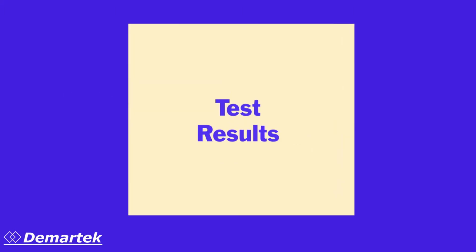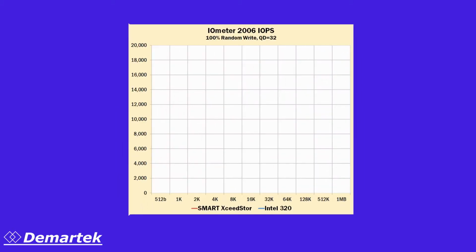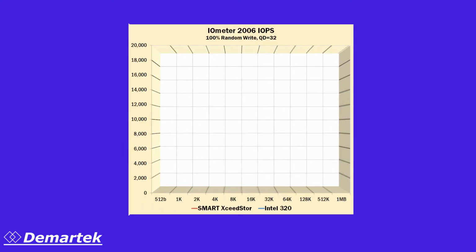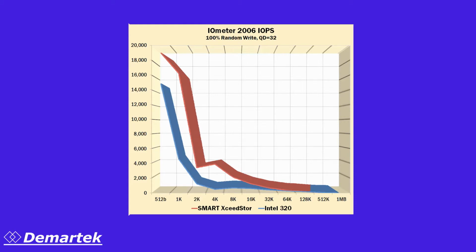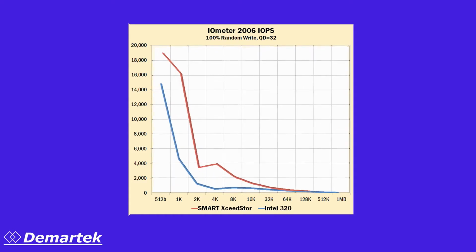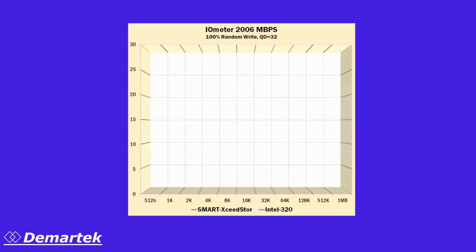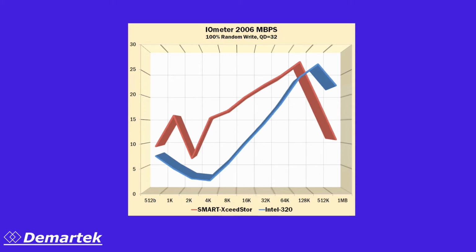After preconditioning both drives, we ran a series of Iometer workloads. Here are the results for 100% random writes for Q depth equal to 32. Notice that for the completely random and unique data pattern produced by Iometer 2006, the SMART drive achieved higher IOs per second, or IOPS, than the consumer drive at most block sizes. The total bandwidth throughput, or megabytes per second, for both drives was also close, with the SMART drive outperforming the other drive for most of the block sizes.